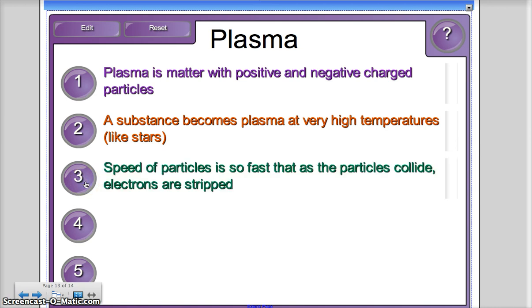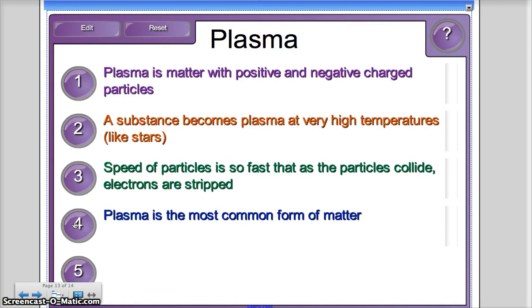The speed of particles in a plasma is so fast that the particles collide and the electrons on the outside of these atoms get knocked off. And because of that, it becomes a positively charged particle and there are negative electrons moving around by themselves.